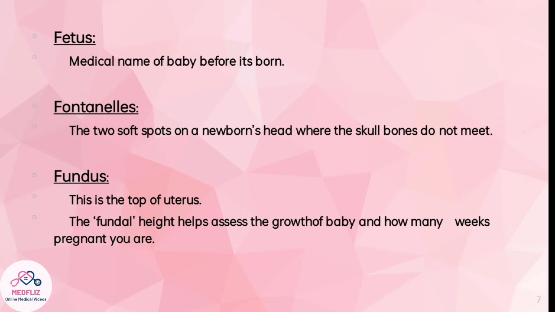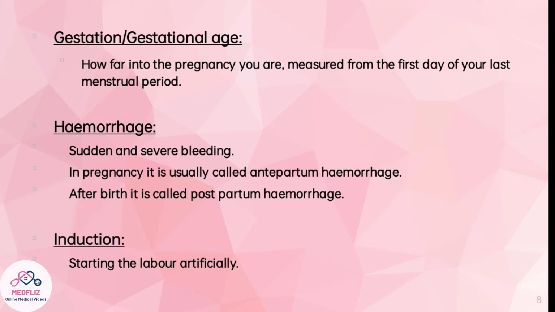Fontanelles, the two soft spots on the newborn's head where the skull bones do not yet meet. Anterior fontanelle and posterior fontanelle. Fundus, this is the top of the uterus. The fundal height helps assess the growth of the baby and how many weeks pregnant you are. Gestational age, how far into the pregnancy you are, measured from the first day of your last menstrual period.